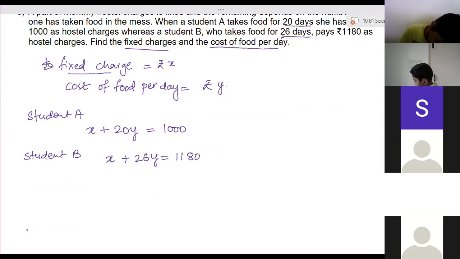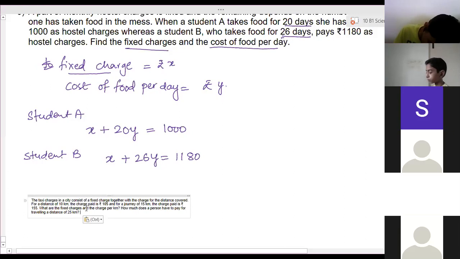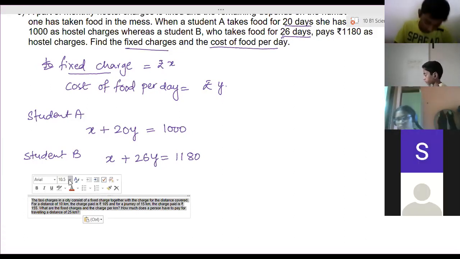Ma'am, Y is equal to 30. Yes, right. Ma'am, taking this X and Y, why can't we just do 6 days more and the price is 180 rupees more? So 180 by 6, 30 rupees. And what about the fixed charge? Ma'am, X is equal to 400. Yes, ma'am.